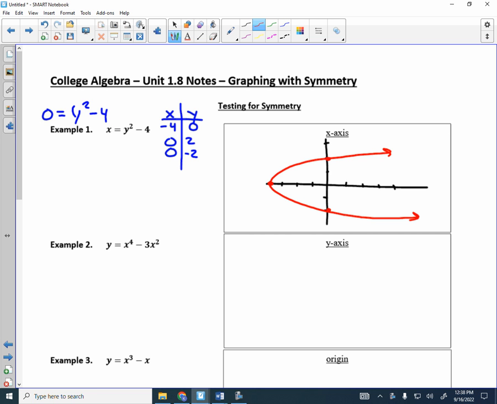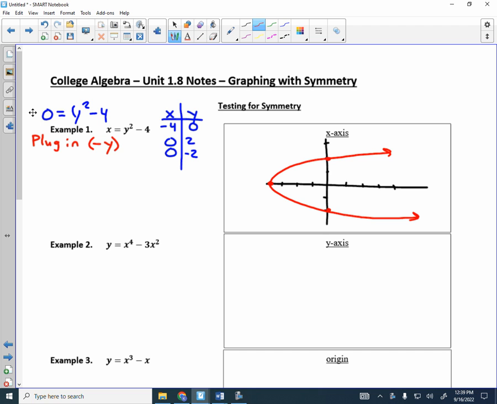So how do we test to see whether or not something's symmetrical? You plug in -y. Okay, and that's the skill that's going to be used 2 other times throughout this year that you need to get used to doing. So we want you to get used to this algebraic piece.